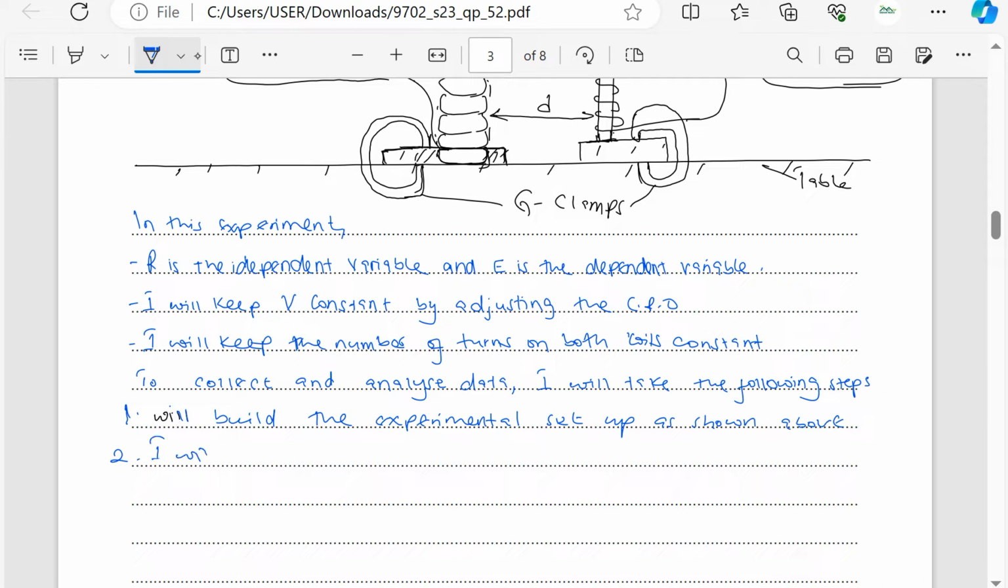So I will clamp the coils on the table so that the distance between them, or between the coils, remains constant. So I have clamped the coils because I want the distance between them to remain constant.